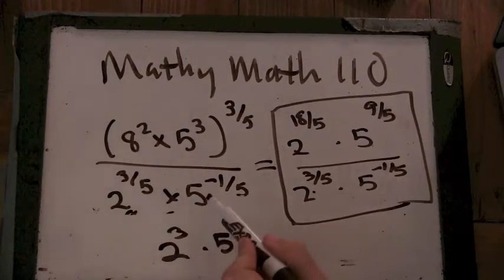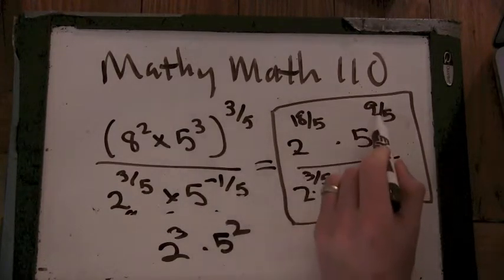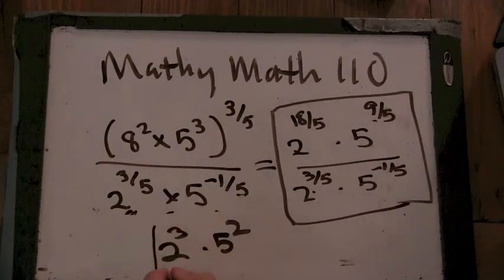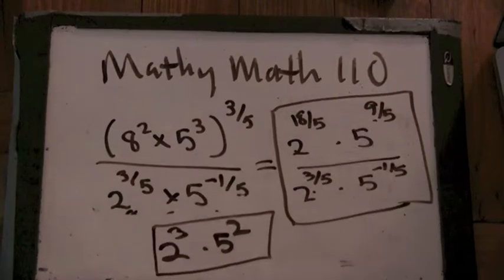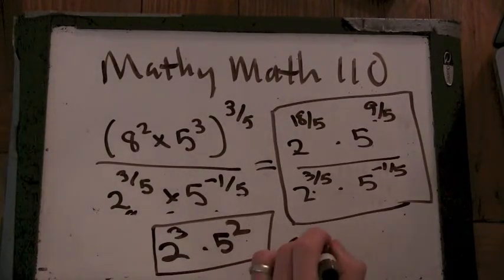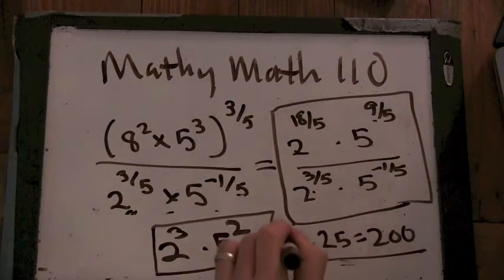So you didn't need to change this to 1/5. You could use the same subtraction rule that we have already: 9/5 minus 1/5. And we get 2 cubed times 5 squared, which is 8 times 25, which is 200.